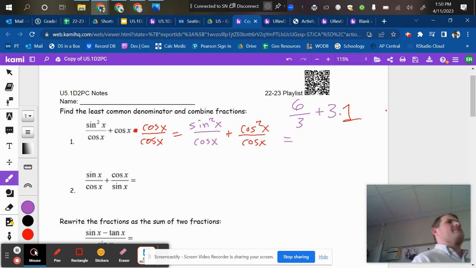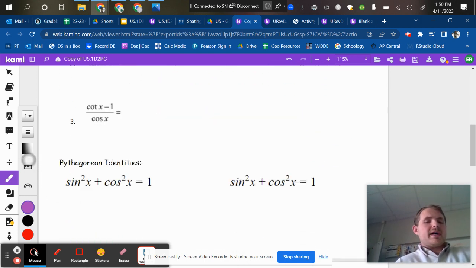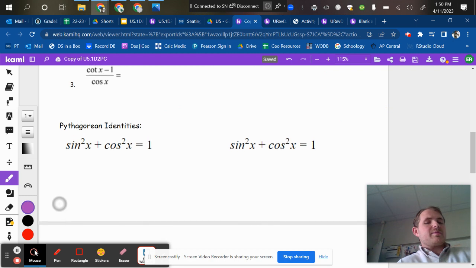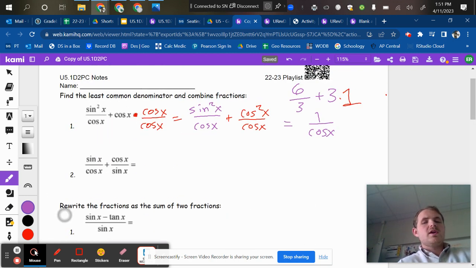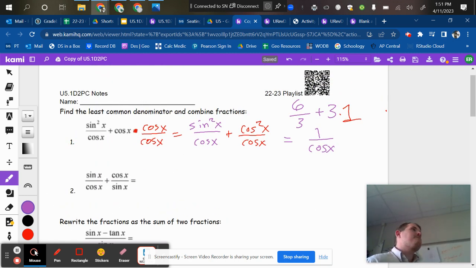Does anybody remember what that becomes based off of yesterday? Just a big fat 1. Good job. So we will have a 1 divided by cosine x. That's actually at the bottom of your paper, by the way, if you didn't see it. Sine squared plus cosine squared is 1. So you're left with just 1 over cosine. Now, it's not on my MyMathLab today, but if it was, they would probably want you to have a final answer of secant. Because remember, 1 over cosine is secant.